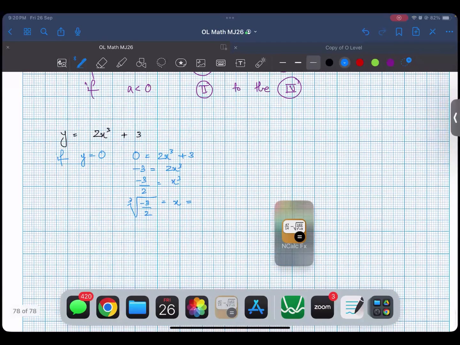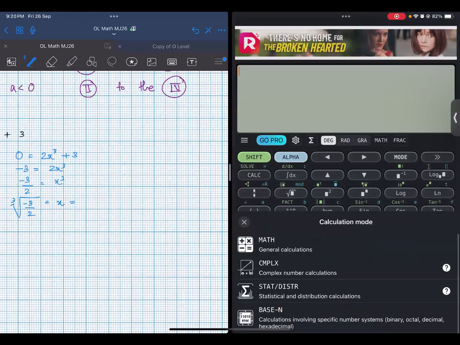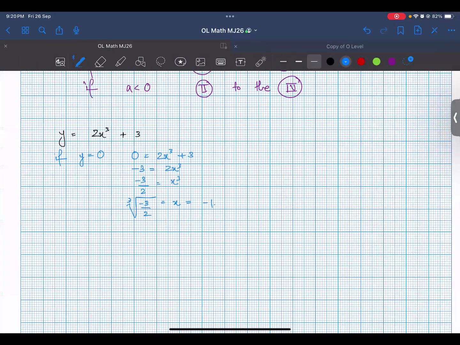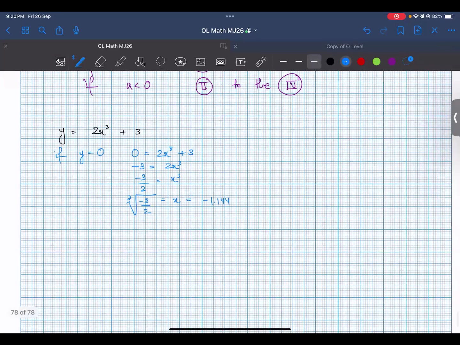Cube root of negative 3 upon 2 is negative 1.14 something. Okay, negative 1.144. So the point at which it is crossing the x-axis is negative 1.144 comma 0. And now you find if your x is 0, then your y comes out as 2 times 0 cube plus 3, which will be equal to 3. So 0 comma 3.